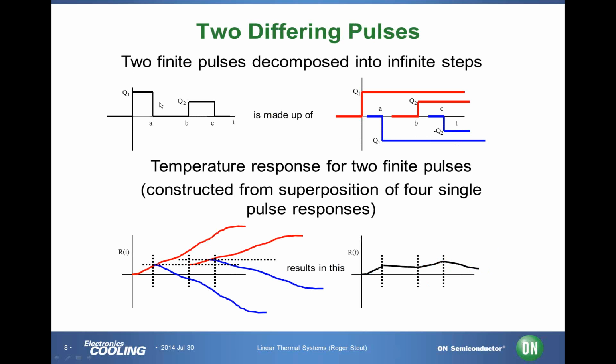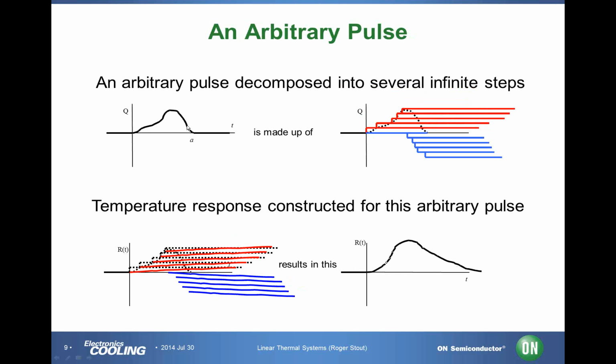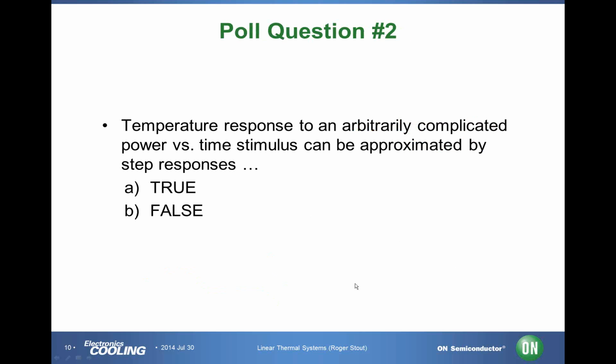You can do the same thing for 2 completely isolated pulses where you turn on Q1, at time A you turn off Q1, at time B you turn on Q2, at time C you turn off Q2. And so you have the linear superposition of this red line followed by the blue line, followed by the second red line, followed by the second blue line, and that results in this overall transient response. You can take any completely arbitrary waveform and break it up into small pulses, steps up, steps down. You choose the resolution that you want based on what kind of temperature accuracy you want.